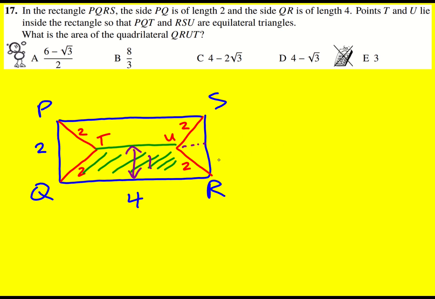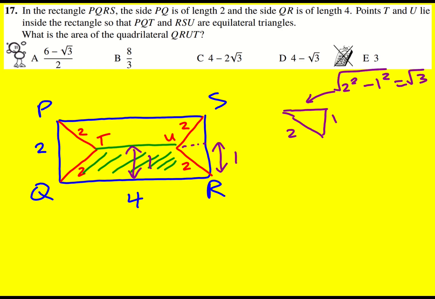Okay, I can do that because I have this length is also 1, and so this triangle is a right angle triangle, 2 and 1. So this length is going to be 2 squared minus 1 squared, square rooted. It's going to be root 3. So this green length is going to be 4, because that's the length, minus root 3 from here, but then minus another root 3 from here. So it's actually going to be 4 minus 2 root 3.